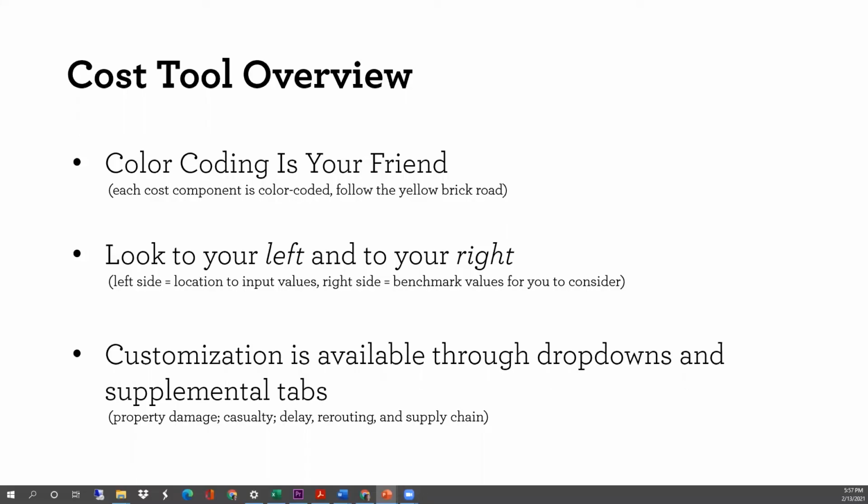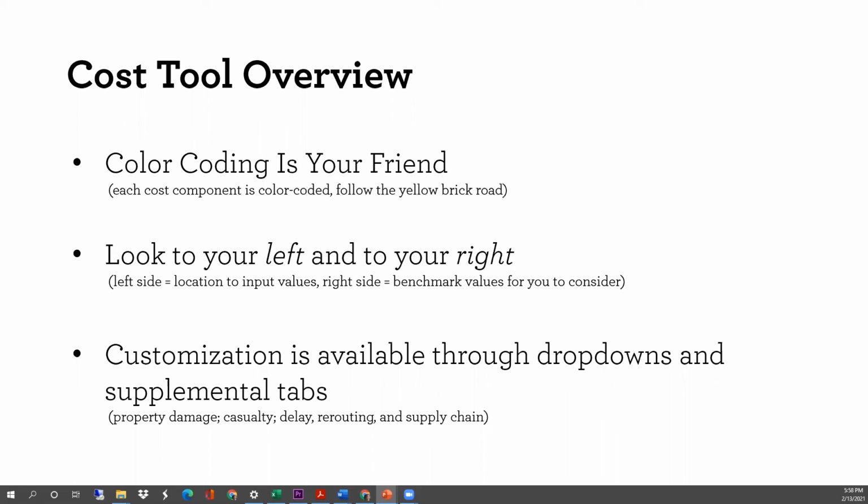So putting it together, here are the things to remember for the cost tool. Color coding is meant to guide you through the numerous components of the cost tool. Each cost component is color coded. Also remember the Wizard of Oz saying, follow the yellow brick road. The yellow cells will be locations where you can input values. Don't forget to look to your left and to look to your right. The left side of the tool provides areas where you can input values, where the right side of the tool provides benchmark values for you to consider while you are adding these values.